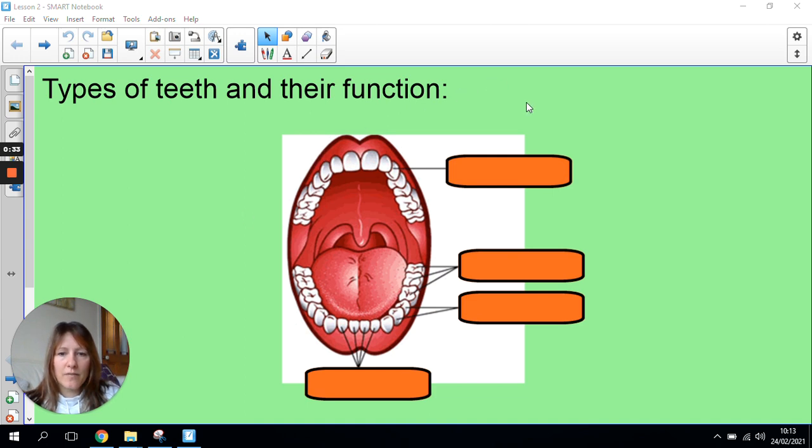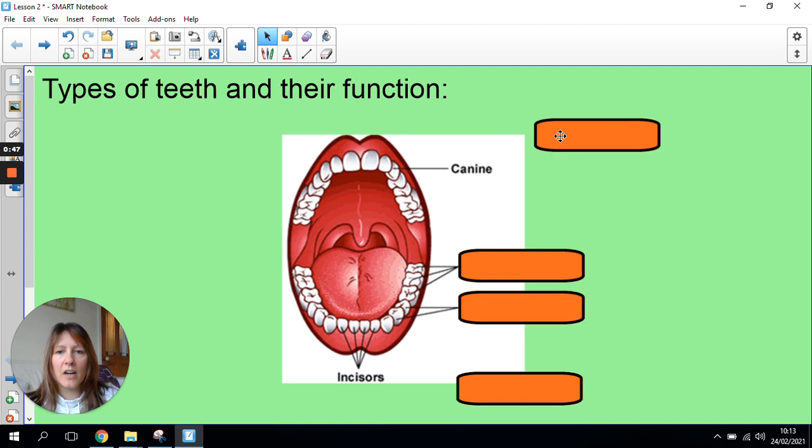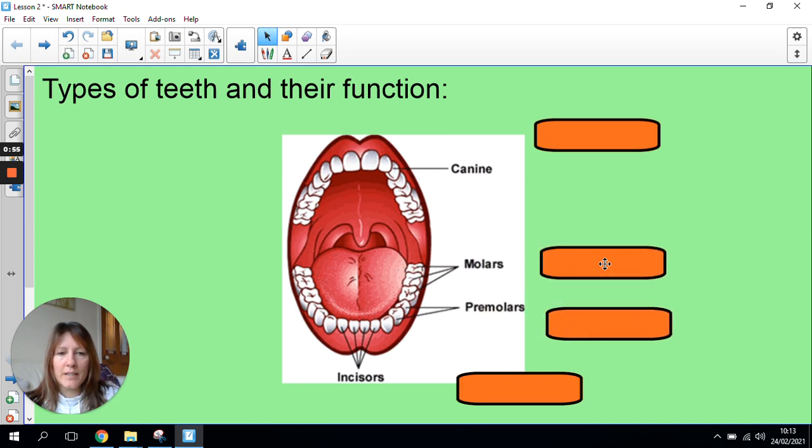Okay, hopefully you've remembered. So right at the front, at the top and the bottom, we have incisors. Just next to the incisors, now they don't look it on this picture, but they're quite pointy, and they are our canine teeth. So they are just next to our incisors. We then have premolars and molars at the back.